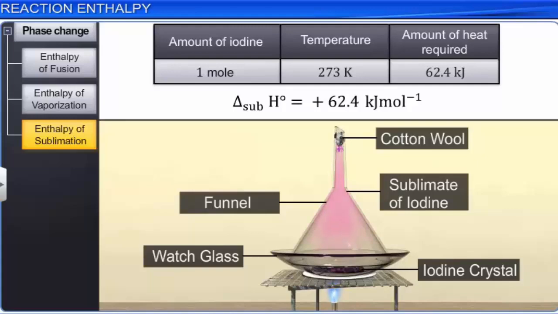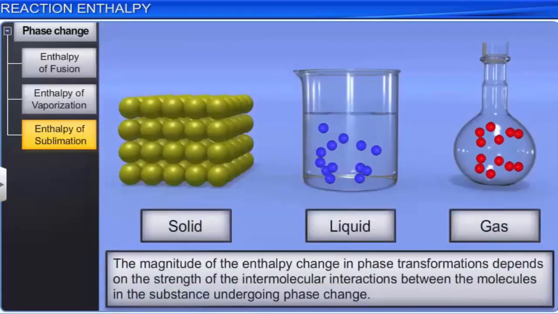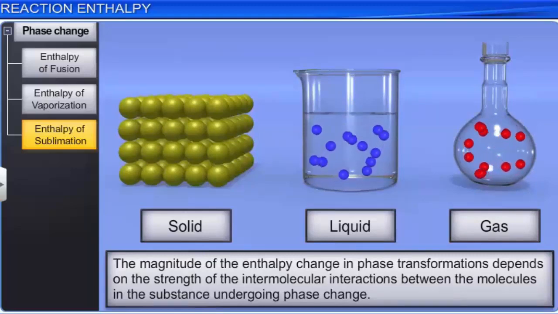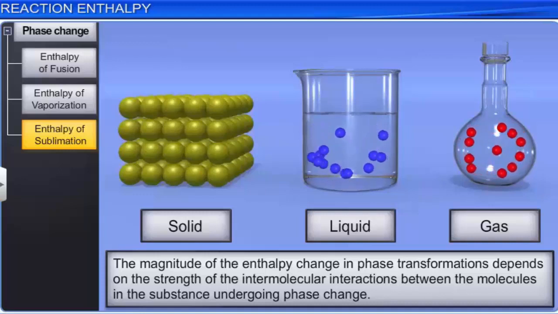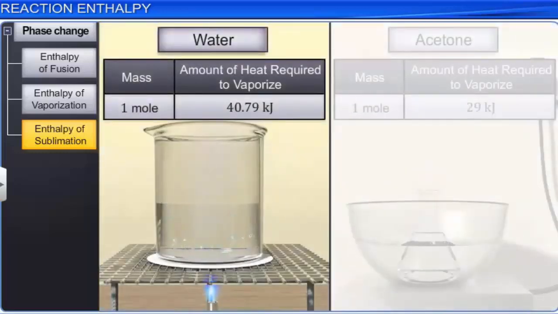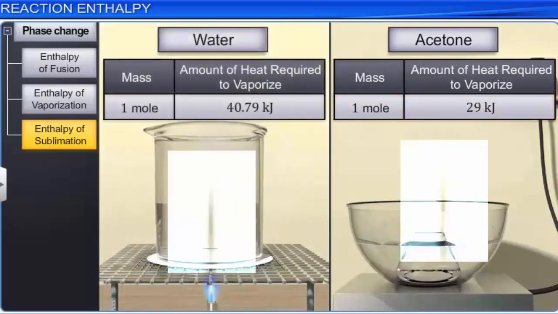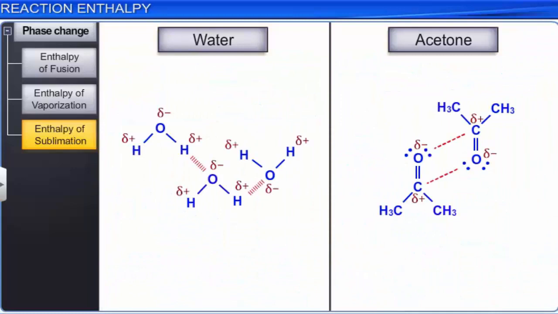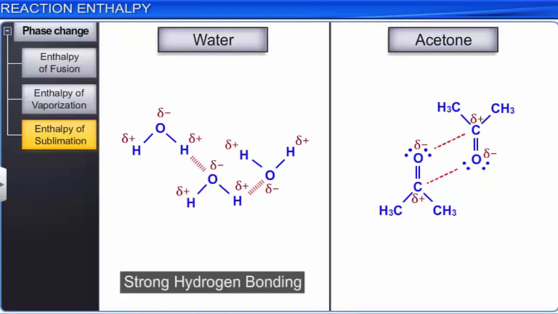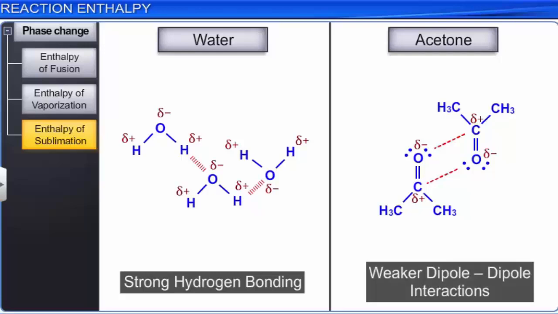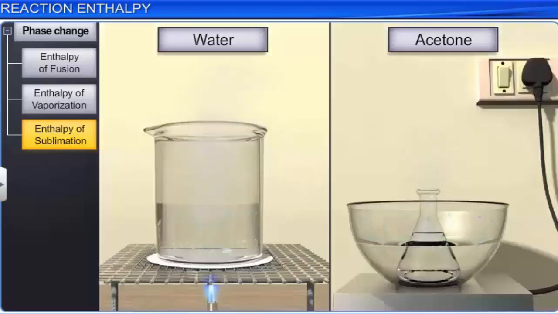The magnitude of the enthalpy change in phase transformations depends on the strength of the intermolecular interactions between the molecules in the substance undergoing phase change. For example, it requires about 40.79 kilojoules of energy to vaporize 1 mole of water, while it requires only 29 kilojoules of energy to vaporize 1 mole of acetone. This can be explained by the fact that the water molecules are held together in the liquid state through hydrogen bonding, while the acetone molecules are held together only through weaker dipole-dipole interactions. Thus, it requires less heat to vaporize 1 mole of acetone than 1 mole of water.